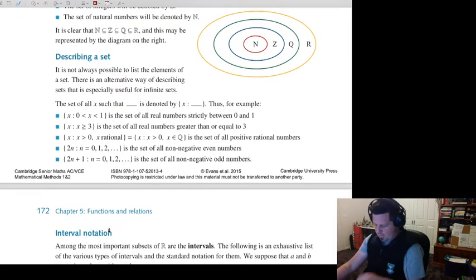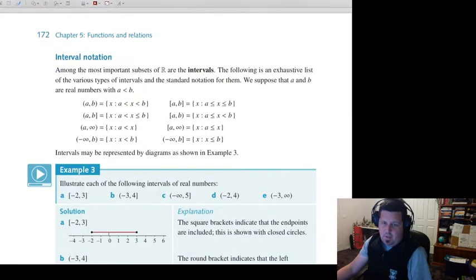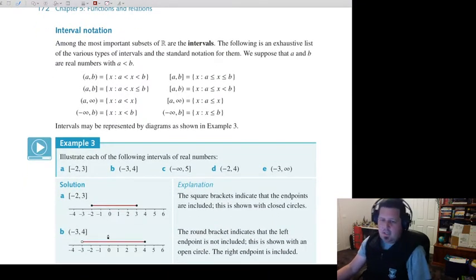Oh, alright. Are we getting anywhere? Yes, we are. This is the last bit we have to talk about. Oh, cool. It's interval notation.